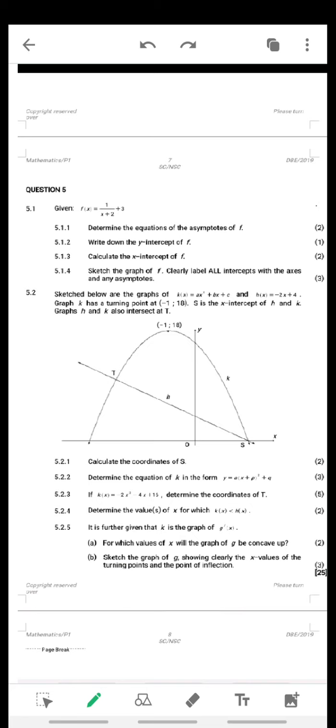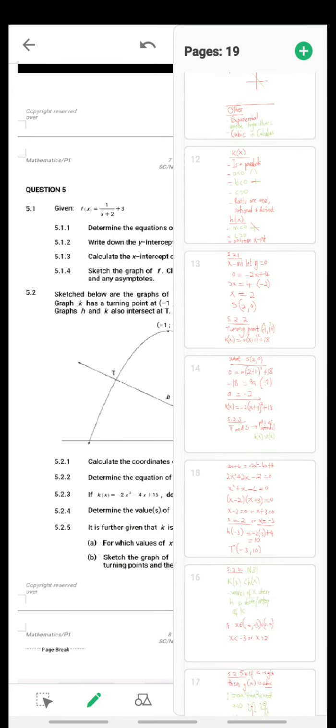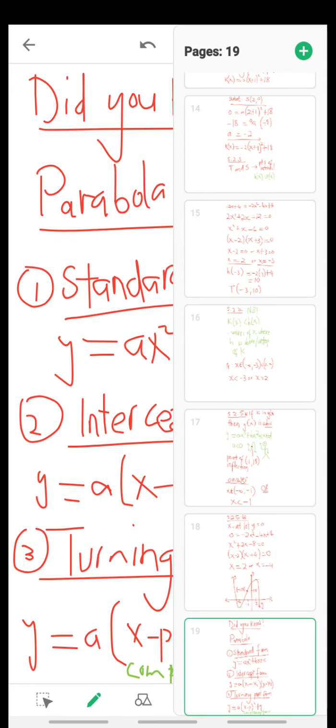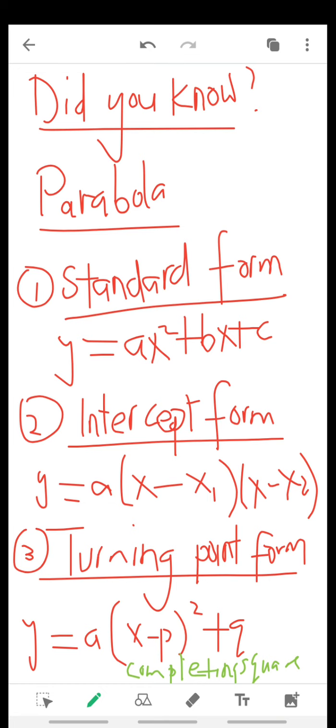Determine the equation of k. What is k? k is our parabola. And this should be in the form y equals a times (x plus p) all squared plus q. I'd quickly like to go to the last slide so that we can discuss something. Look at this. Did you know that with parabolas, we can write equations of parabolas in three forms? There's what we call a standard form, an intercept form, and a turning point form.